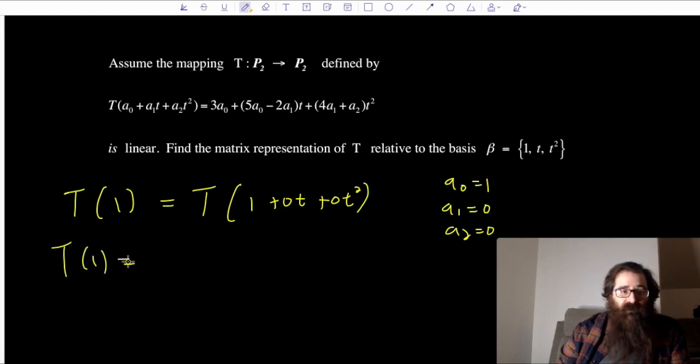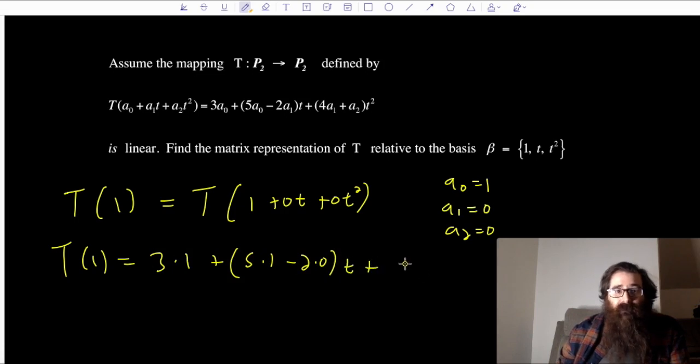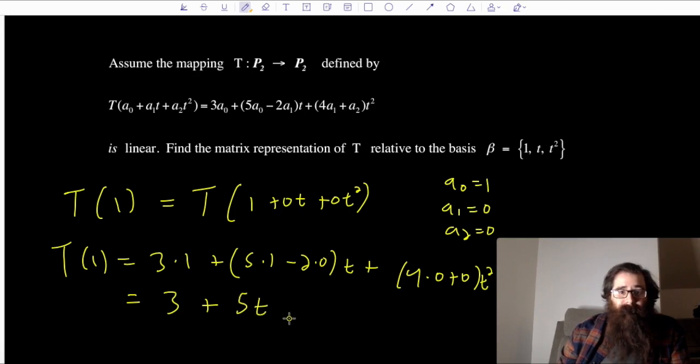And then I can use this to figure out how this is going to map. So my transformation T applied on 1, I'm going to get 3 times 1 plus 5 times 1 minus 2 times 0 times t, plus 4 times 0 plus 0 times t squared. So how's it going to look when everything's all said and done? I'm going to get 3 plus 5t plus 0t squared. Or we could just simply write this as 3 plus 5t.